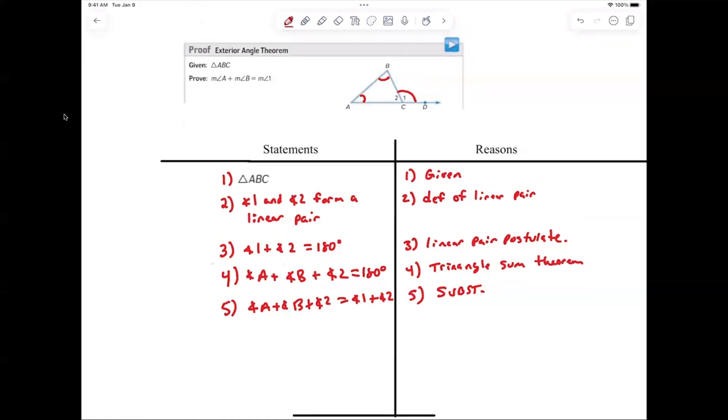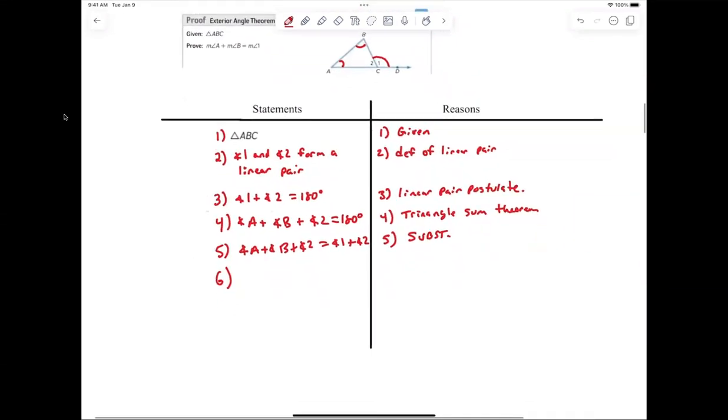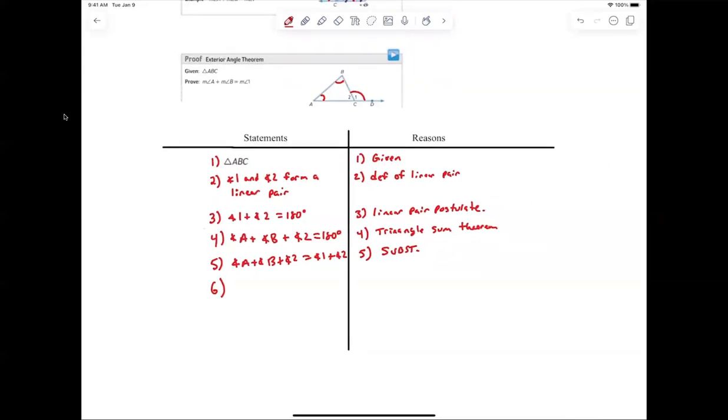All right, and my final step would be what? Subtract angle 2. That is correct. So angle A plus angle B is equal to angle 1. And again, that is the subtraction property of equality. Well, that wasn't that hard. All right, so those are two good proofs.